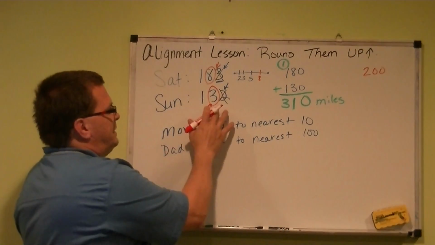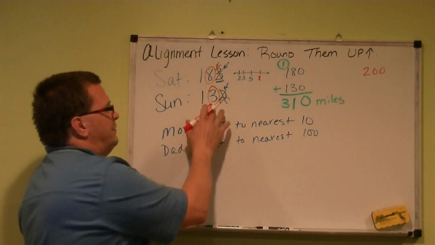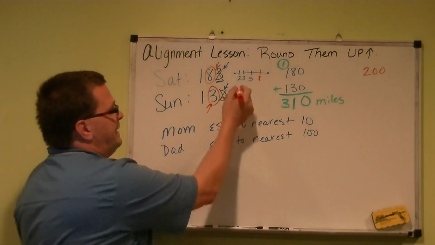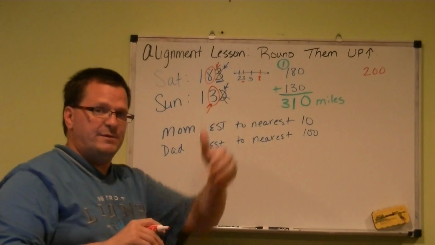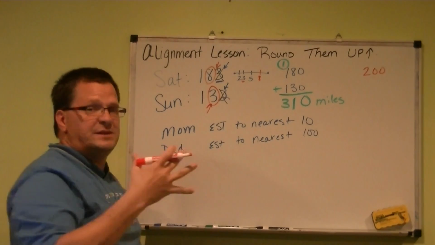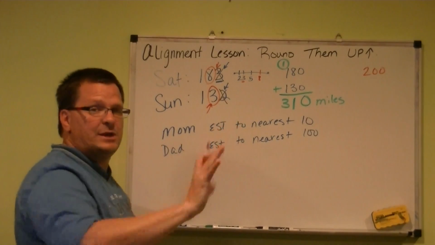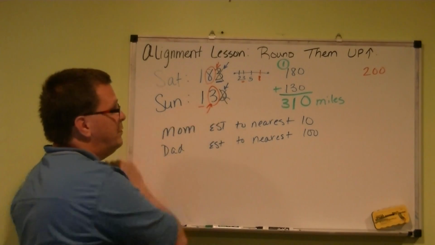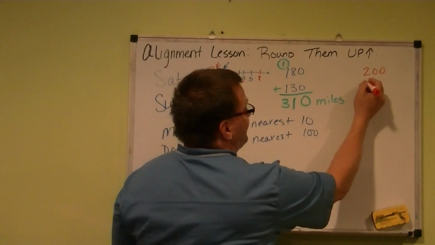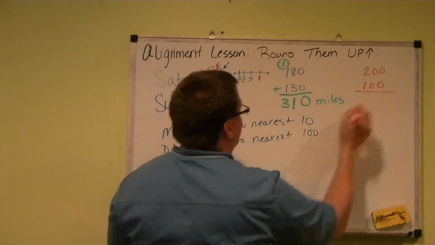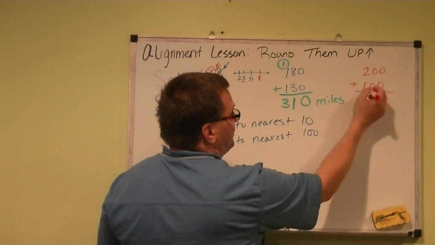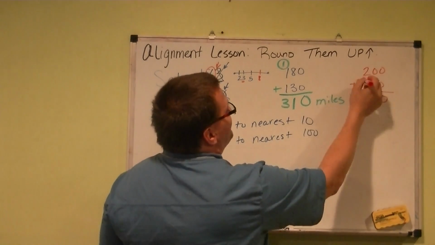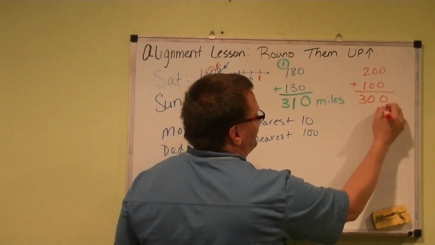Okay? This one down here, we're looking at the 3 only. The 3 we had already marked on our number line. Is it 4 and below, or 5 and above? Well, we're going to say it's 4 and below. So we're going to let it go. We're not going to touch that 1. We're going to leave that 1 alone. So we're going to add 100. We'll add these together for dad. 0 plus 0 is 0. 0 plus 0 is 0. 2 plus 1 is 300 miles.